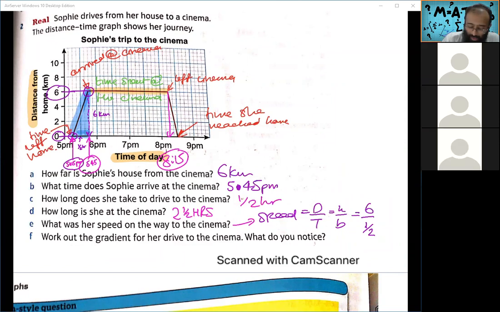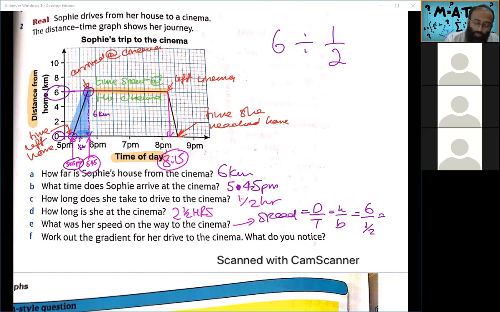I did 6 divided by 2. What was your answer, by the way? 3. 3 is wrong. Okay, now, let me give you an opportunity to reflect on that and tell me why you think that's wrong. So 6 divided by a half.